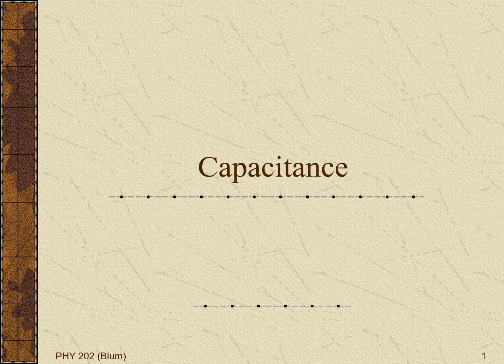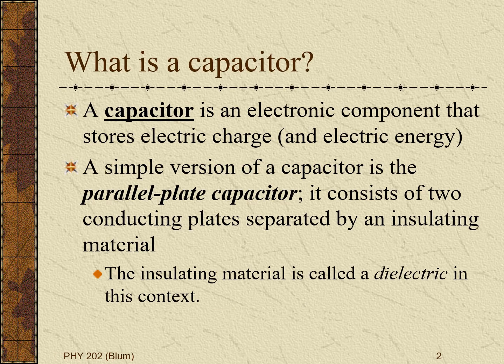In this presentation, we will talk about the electronic concept known as capacitance. A capacitor is an electronic component whose main characteristic is its capacitance, and it is said to store charge and store energy, electric energy. A simple version of a capacitor is what's known as a parallel plate capacitor, so we will adopt that image of a capacitor so that you can visualize what's going on in a capacitor.